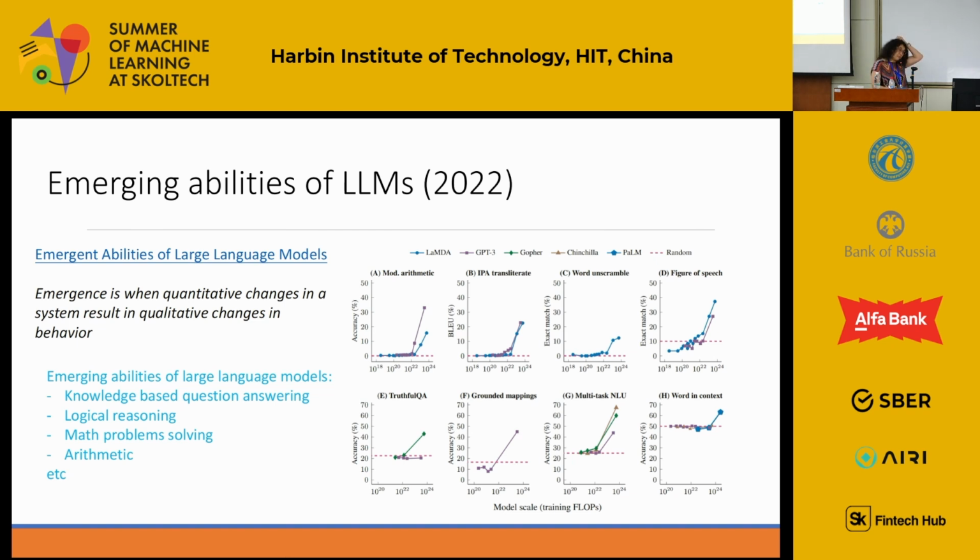This was called emergent abilities, and it was observed on several benchmarks, on several different tasks. The first is, for example, knowledge-based question answering, logical reasoning, mathematical problem solving, arithmetic, and so on. Smaller models could not do this at all, and larger models at some point started to do this quite well.